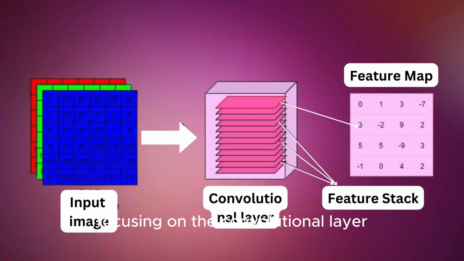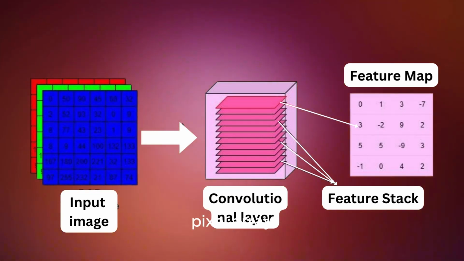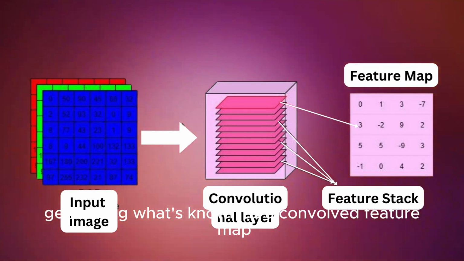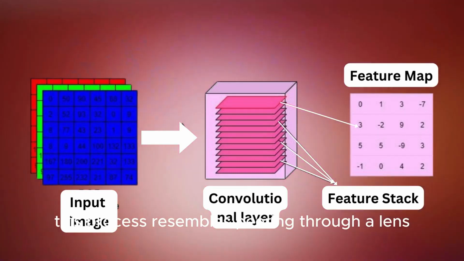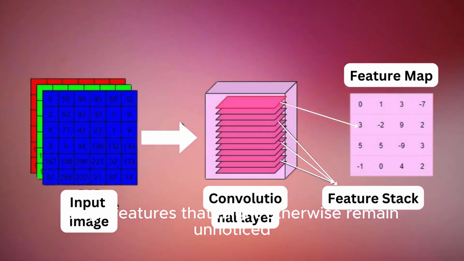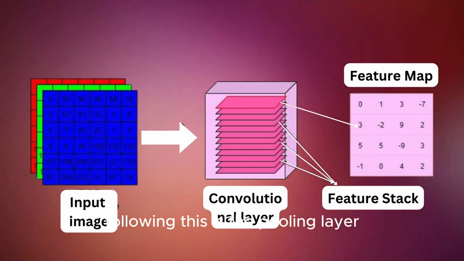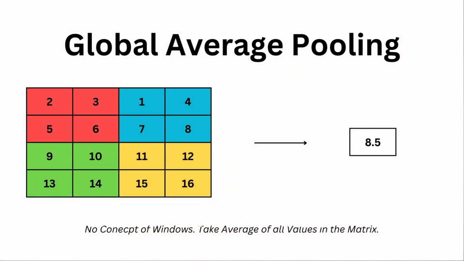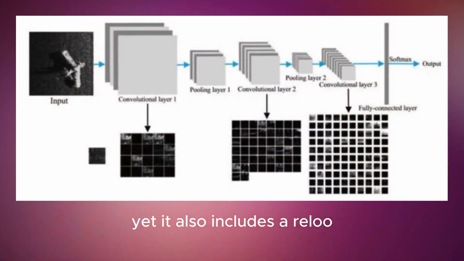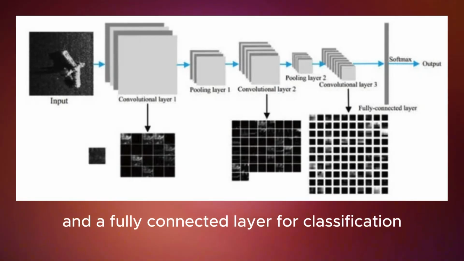Focusing on the convolutional layer, it functions by overlaying a filter onto an image pixel array, generating what's known as a convolved feature map. This process resembles peering through a lens, highlighting specific image features that might otherwise remain unnoticed. Following this is the pooling layer, which condenses the size of the feature map, thereby streamlining processing by reducing the computational load.